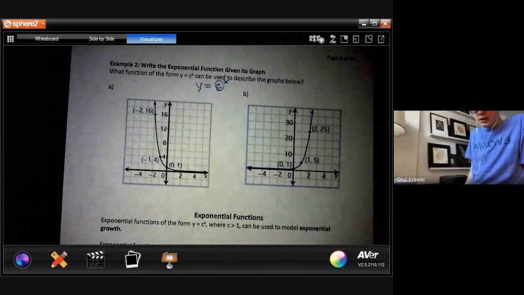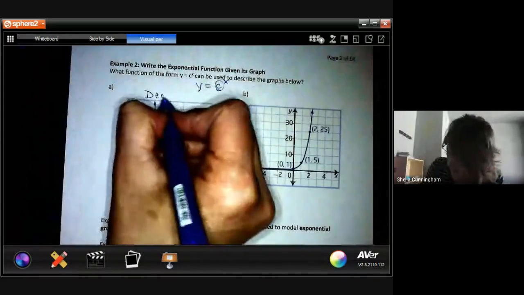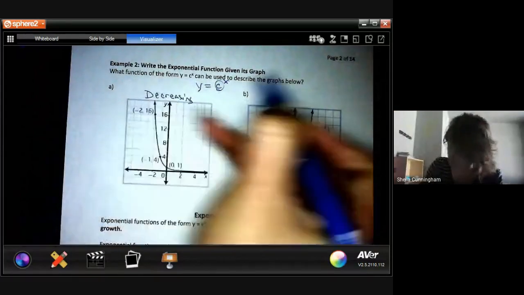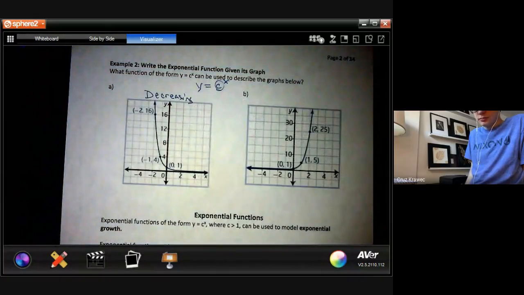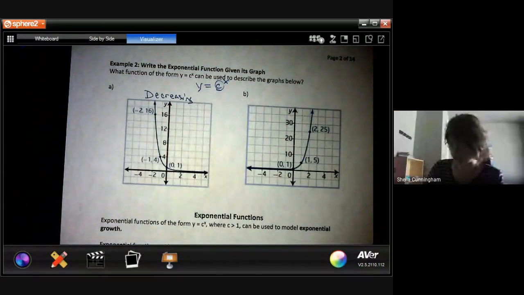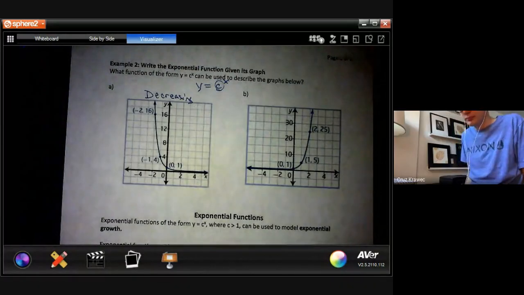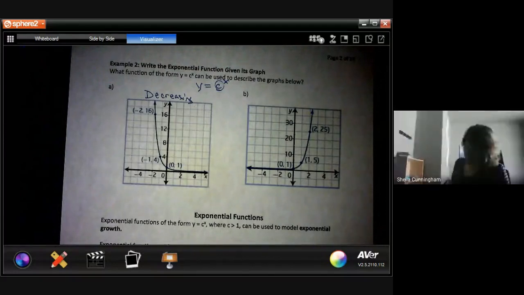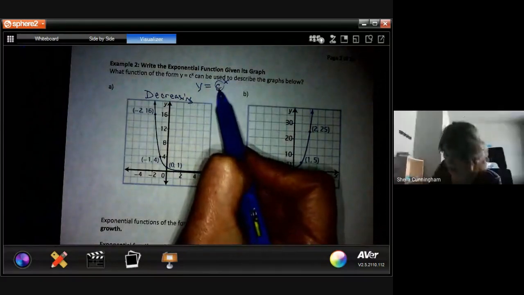The first one's decreasing. So this is decreasing. What does that tell us about what C is going to be? It's going to be a fraction. Or a decimal or something, right? It's going to be less than 1. Okay, so now we got to figure out what value goes in there.